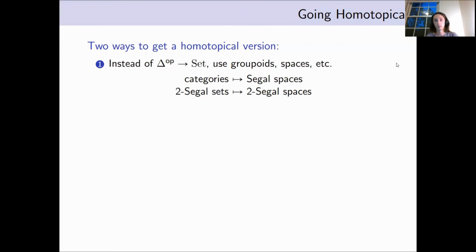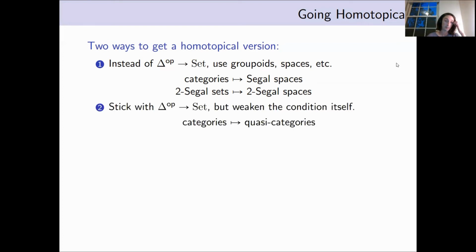And you can do the same thing with 2-Segal sets. This is the traditional approach in the 2-Segal literature. And in fact, most of the 2-Segal literature focuses on 2-Segal spaces instead of on sets. But with categories, Segal spaces aren't the preferred place to work. There's been a vast development of the theory of quasi-categories thanks to Joyal and Lurie. So you might wonder, is there something similar for 2-Segal sets?